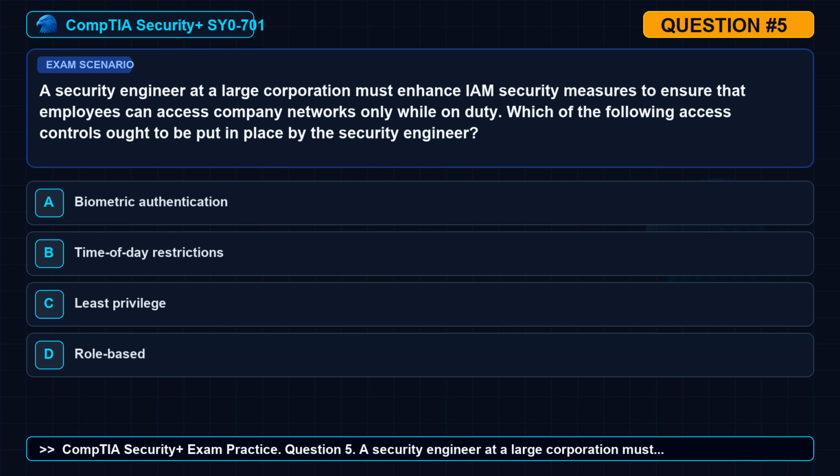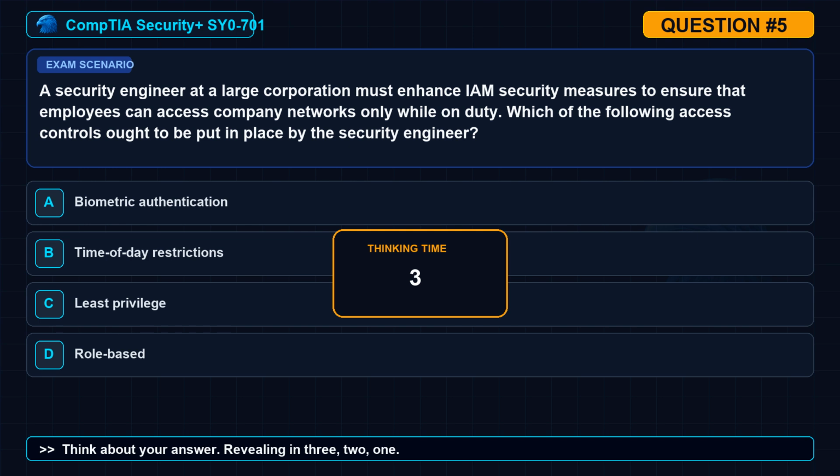Question 5. A security engineer at a large corporation must enhance IAM security measures to ensure that employees can access company networks only while on duty. Which of the following access controls ought to be put in place by the security engineer? Here are the options. Option A, biometric authentication. Option B, time of day restrictions. Option C, least privilege. Option D, role-based. Think about your answer. Revealing in 3, 2, 1.